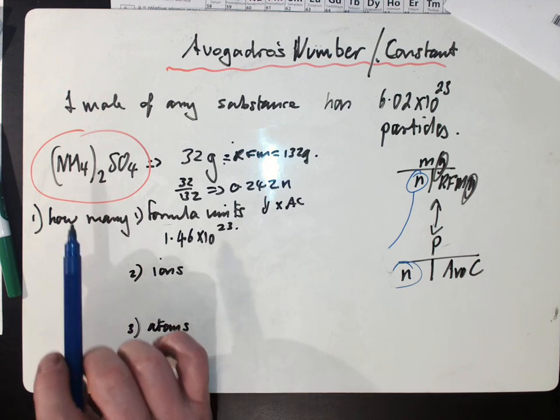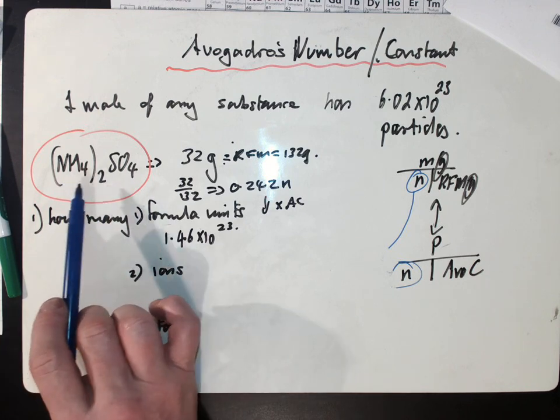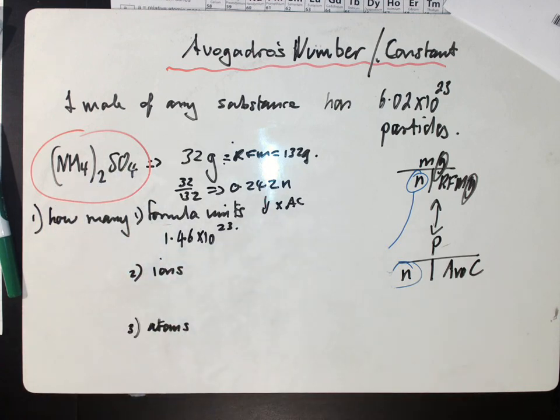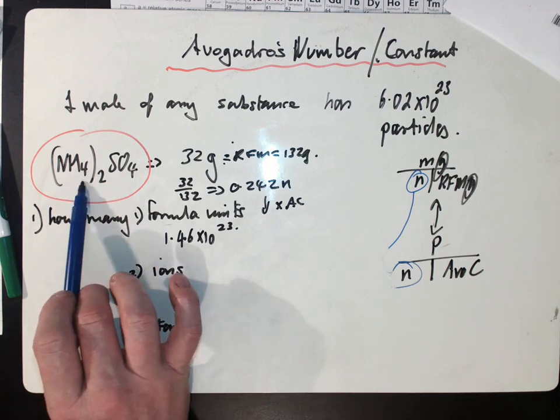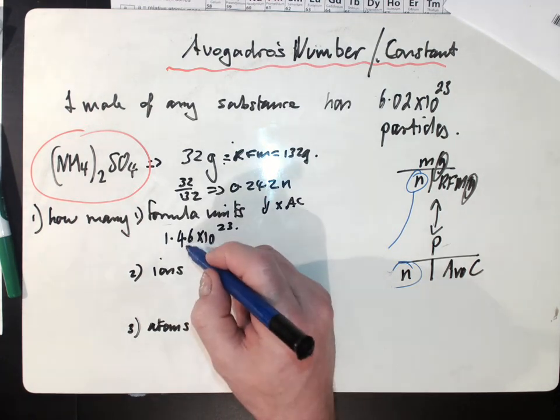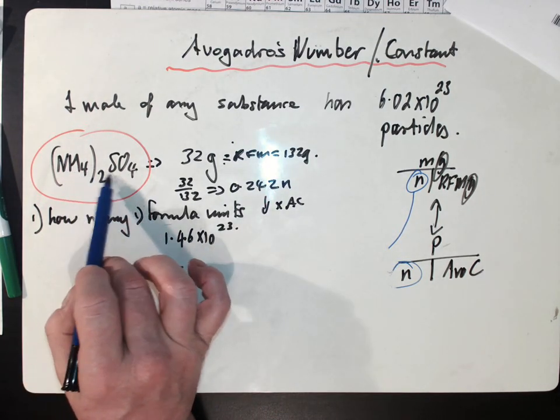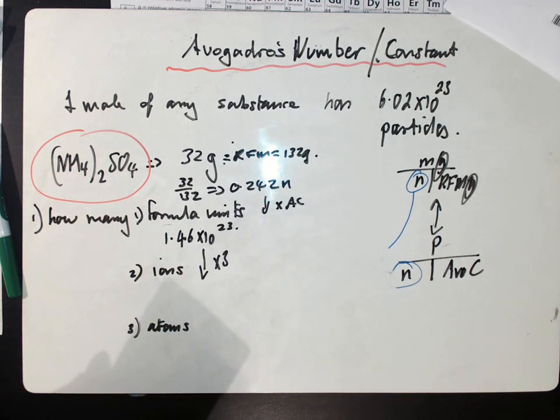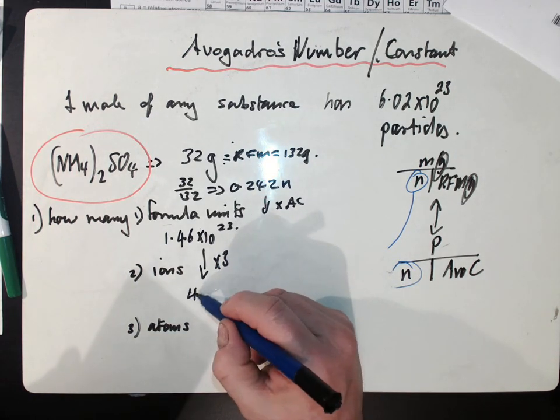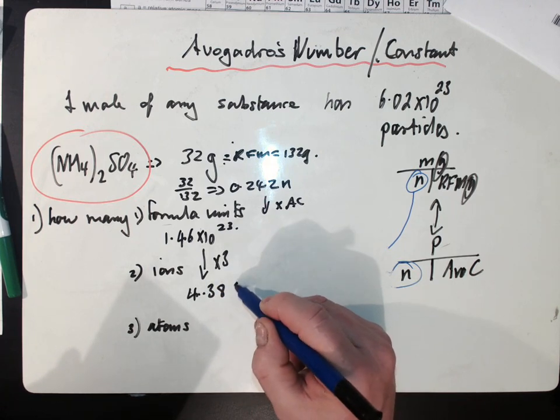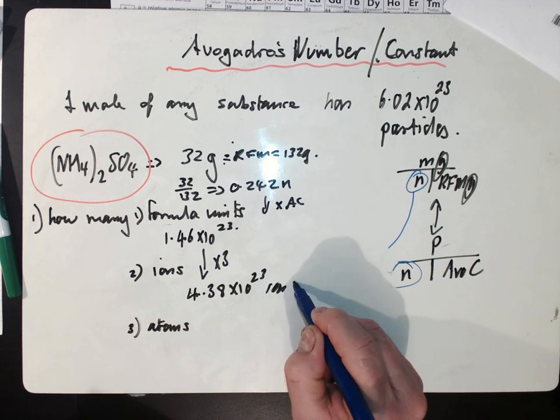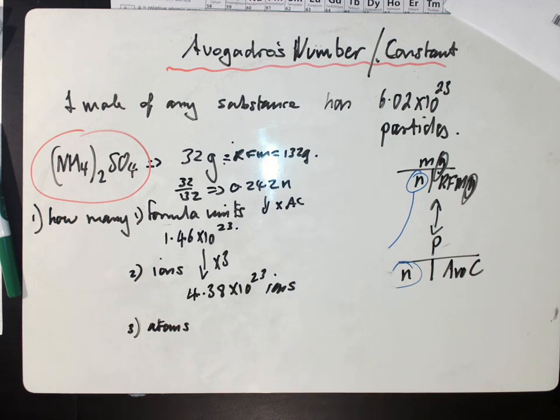Okay, well this is made up of ammonium sulfate, so it's got ammonium ions in it and sulfate ions in it. Okay, we need to be able to just work that out as A-level chemists. That would be expected of us. So we have 2 ammonium ions and we have 1 sulfate ion. So if that's the number of formula units, each formula unit contains 3 ions. So all we're doing there is taking that value and multiplying it by 3 gives us 4.38 times 10 to the 23, and this time we're working in ions.